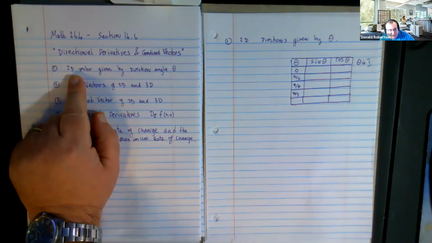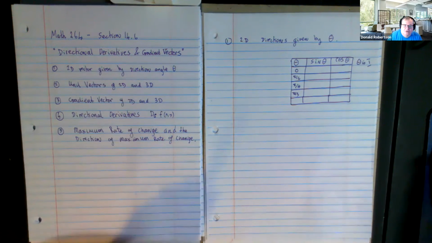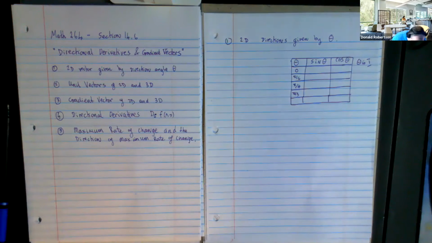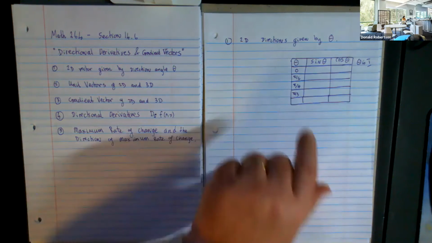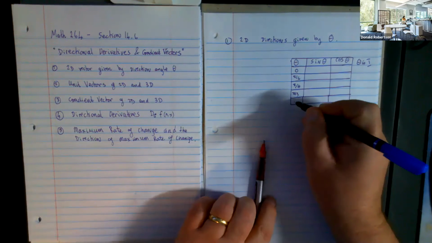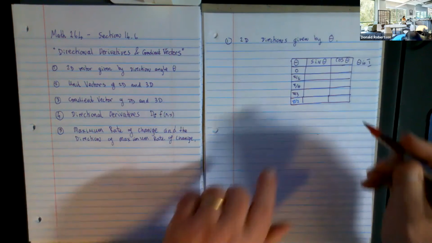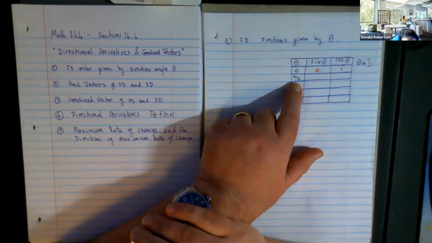How do you find a two-dimensional unit vector in a given direction, angle theta? Let me remind you, and hopefully you will be able to tell me. You must do exact values. You can't estimate. So this one is 0, and this one is 1.